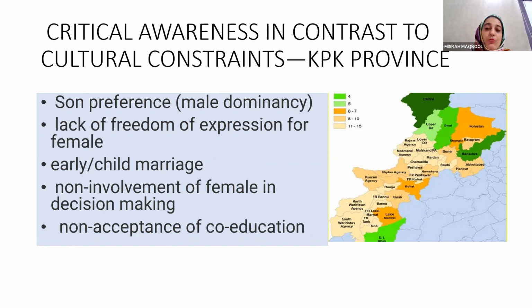There is no acceptance of co-education, especially among parents in Khyber Pakhtunkhwa. They have a mindset that if they allow their girls to go for education, this is totally wrong and should not be done. So they are totally against co-education. These are the factors that come under cultural constraint, and we have to deal with them.